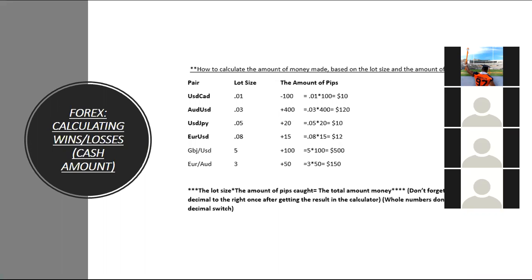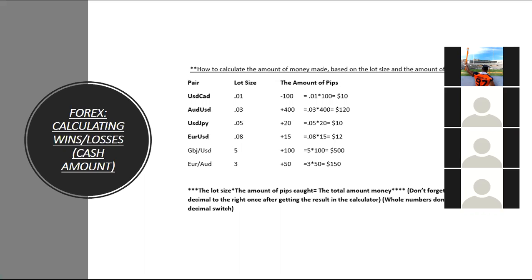All right. So back to where we started. You can calculate the amount of money you made based on the lot size and the amount of pips caught. Let's say you were trading a pair called UCAD, right? And you're using a lot size of a penny, going back to the example, and you lost 100 pips, meaning the market went 100 pips away from your favor. And you wanted to know, okay, how much money did I just lose? Well, you can do that simply by multiplying your loss size by the amount of pips that you lost. And that'll actually give you $100. But if you move the decimal over once, you'll be fine.